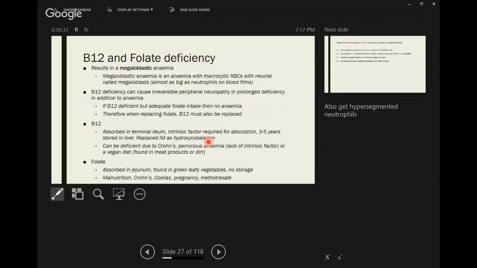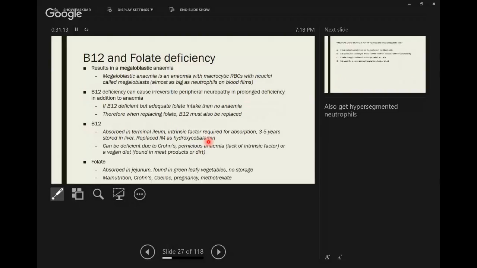B12 deficiency can cause an irreversible peripheral neuropathy with prolonged deficiency, in addition to anemia. So if someone is B12 deficient, but you give them folate supplements or adequately increase their folate, then that anemia is going to disappear. But that B12 will still be low and it will still cause its peripheral neuropathies, which are long-term and irreversible. So you always resupply B12 and folate at the same time. You give them both. And I'm pretty sure we had a question on folate and B12 deficiency.